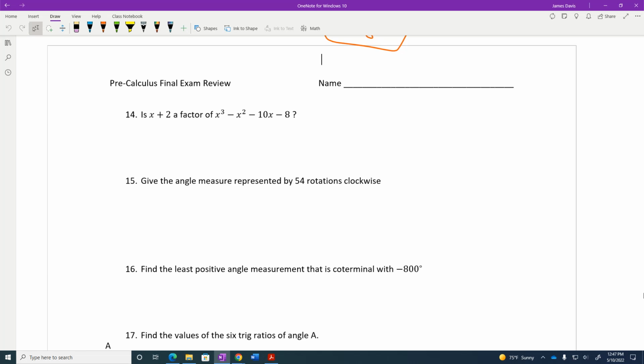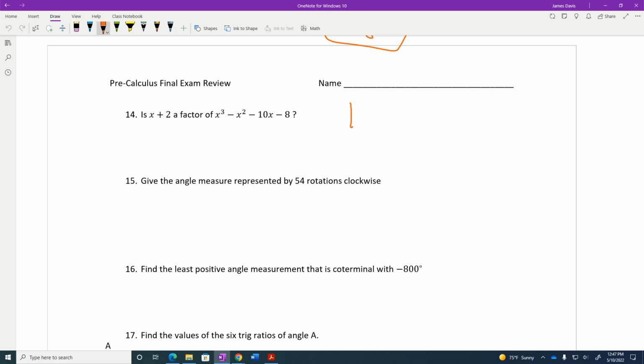Anybody know how we might want to start this one? Oh, and then you're gonna say like plug it in or something like that. Yeah, synthetic division, right? Yeah, exactly.